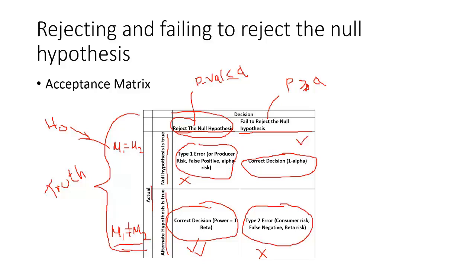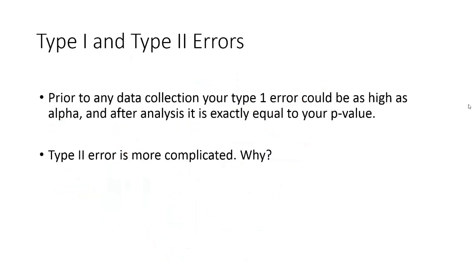Now in really simple words, type 1 error, right, is the concept. So just to be really clear, we're right here. So the idea is that your type 1 error, even before you see any data, right, even before you do anything, could be as high as your alpha. And I say after analysis it's exactly equal to your p-value. So let me explain that a little bit.